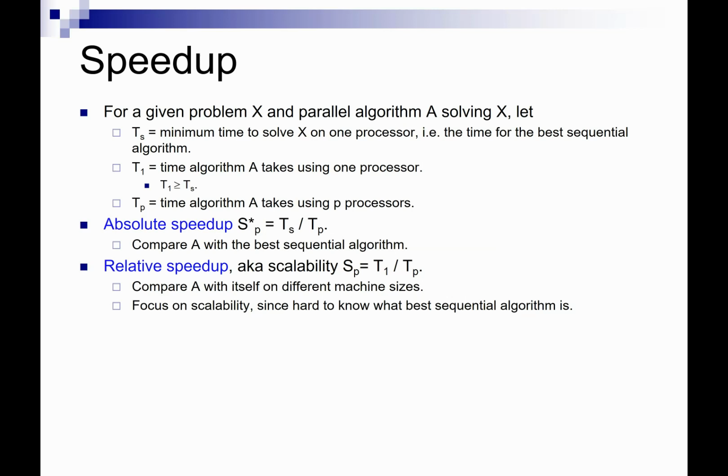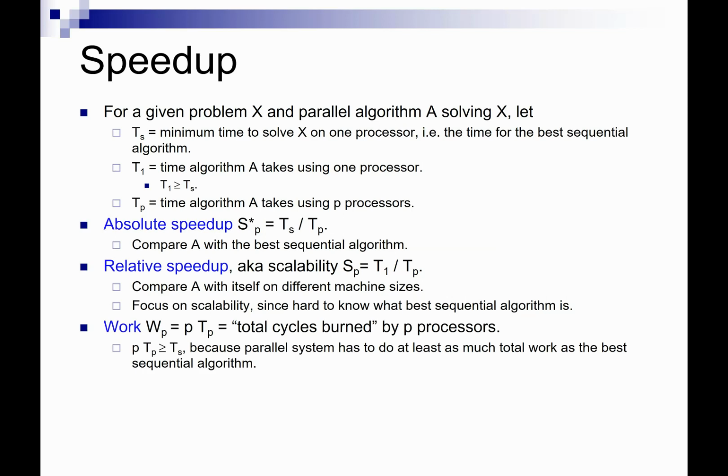The reason we call this relative speedup is that we're comparing A with itself, but we're varying the number of processors that we're using. Now we're mostly going to be focusing on scalability, or this relative speedup, in this lecture, because again, we don't really know what TS is, so it's hard to compute what the absolute speedup is.